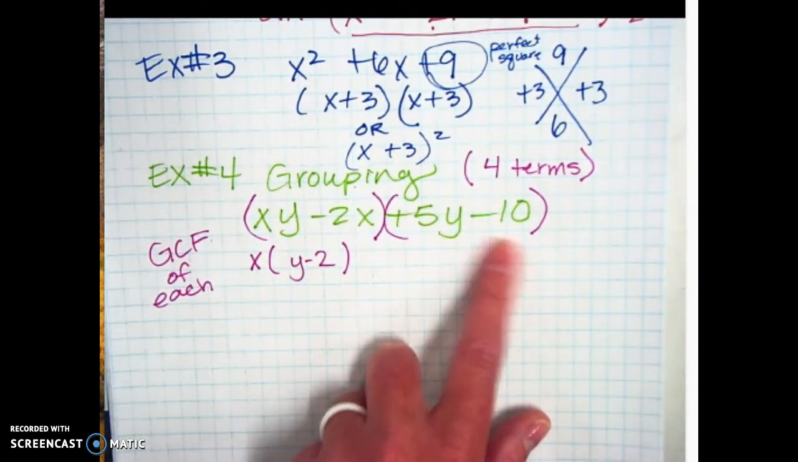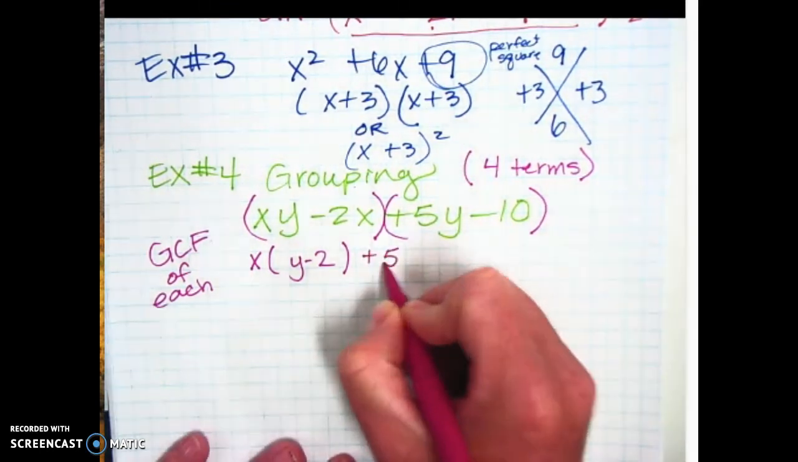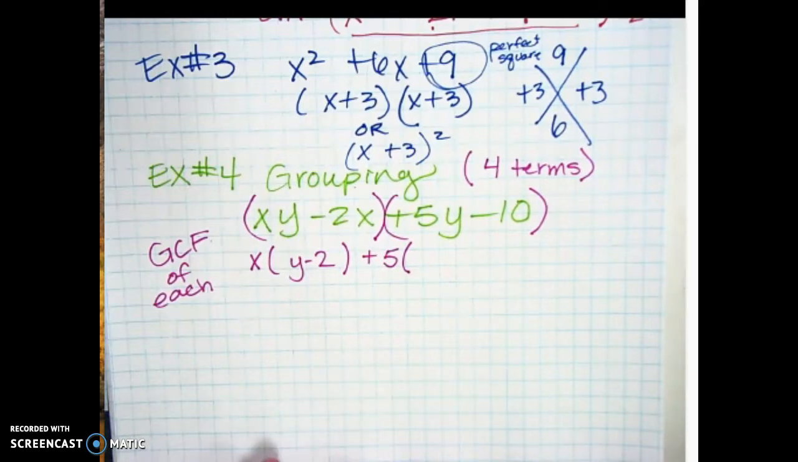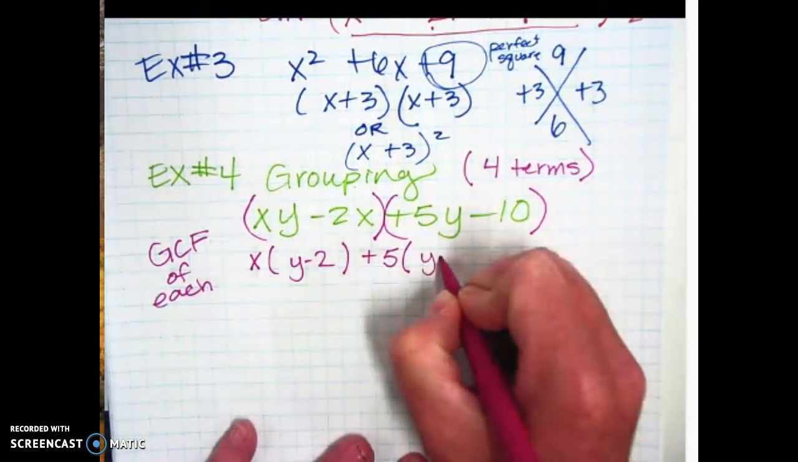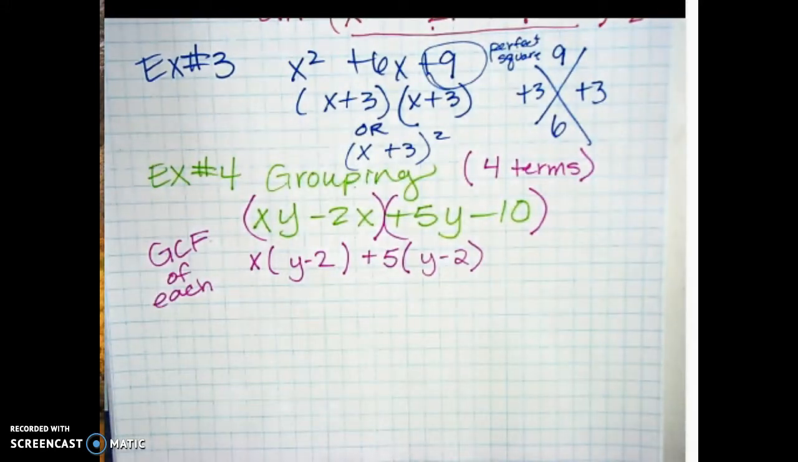Then you want to look at the second set of parentheses, our binomial here. Is there a GCF here? 5, right? You see it? So we're going to pull out a 5. And that leaves us with what? Y minus 2.